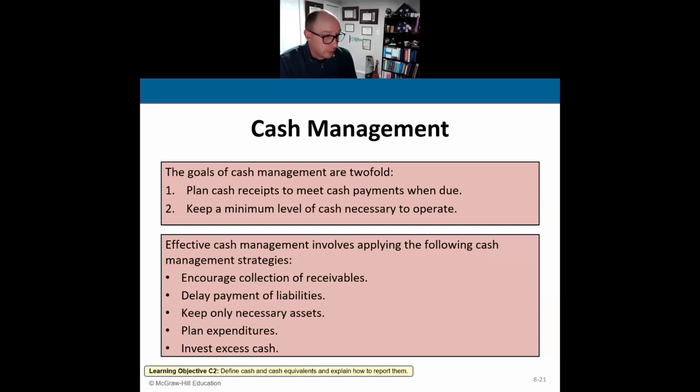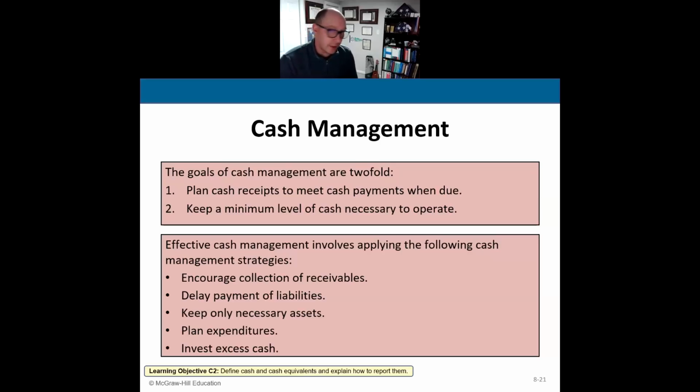The other way, you already know this, to encourage your customer to pay you early is to offer them credit terms. 2/10, n/30. We give you a 2% discount if you pay within the first 10 days. Otherwise, the whole thing is due in 30 days. You remember that, right?